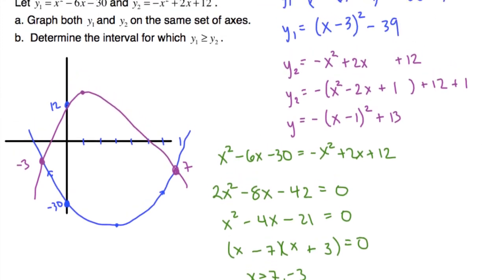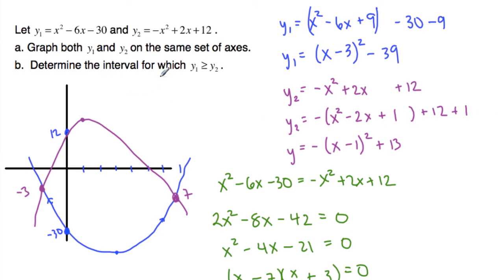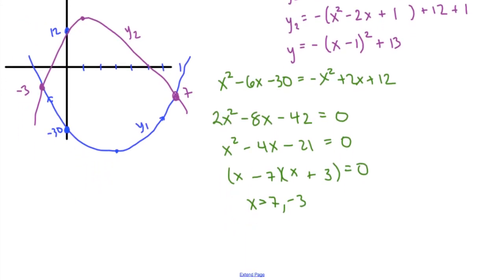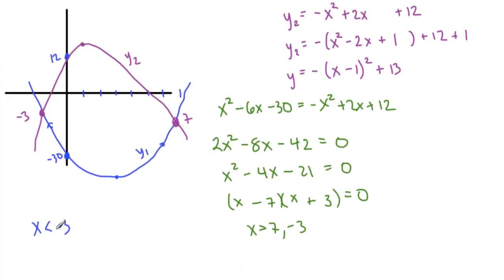So, determine the intervals for which y1, the blue one, is greater than y2. So when is the blue one above the purple one? Well, that happens when x is less than or equal to negative 3, or when x is greater than or equal to 7. So those are our two answers.